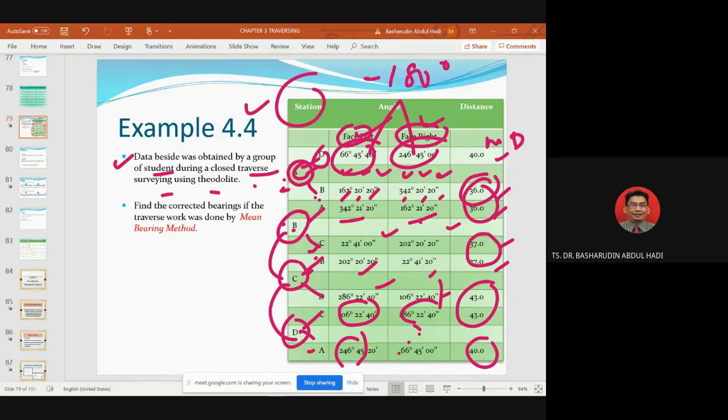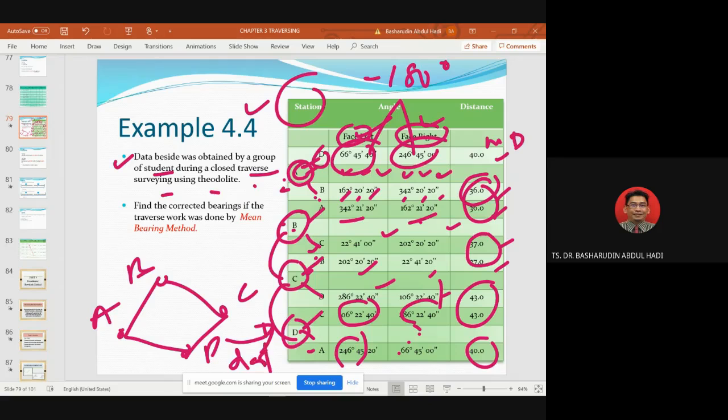Closed traverse means that you can assume this one as points A, B, C, and coming back to D. So this one again, I repeat, A, B, C, and D. D is the data, and D is our sketch, or we call it diagram. Find the correct bearing if the traverse work was done by mean bearing method.